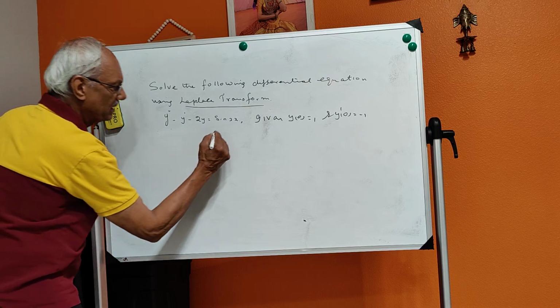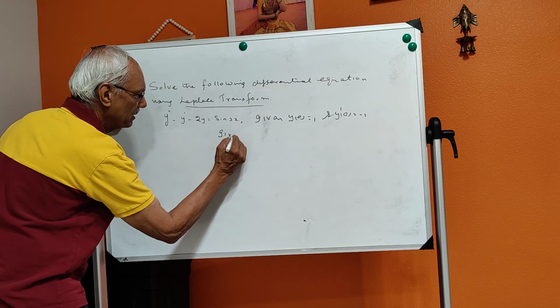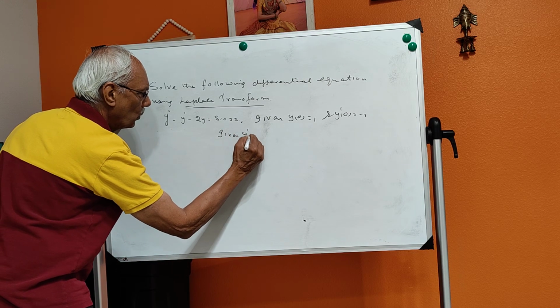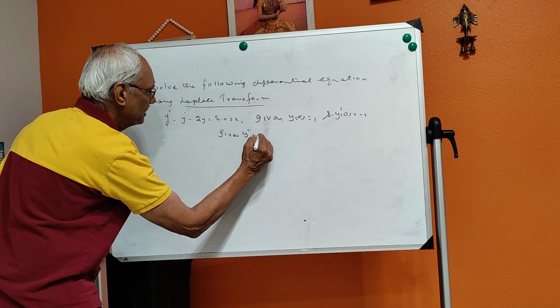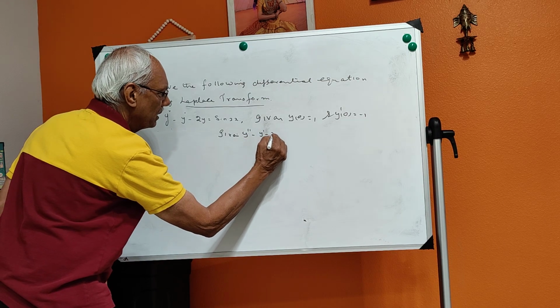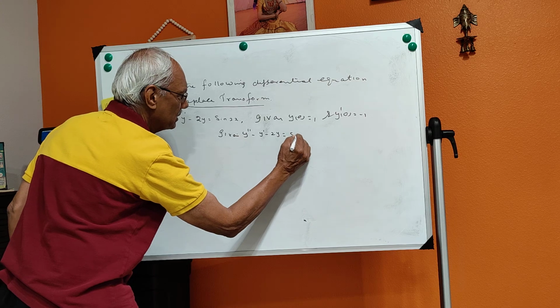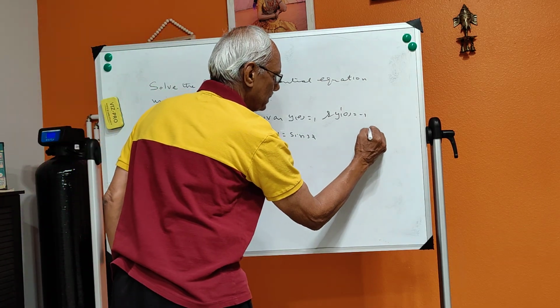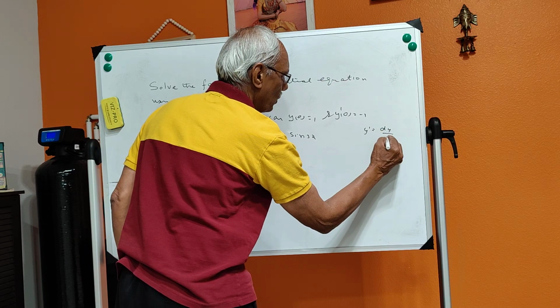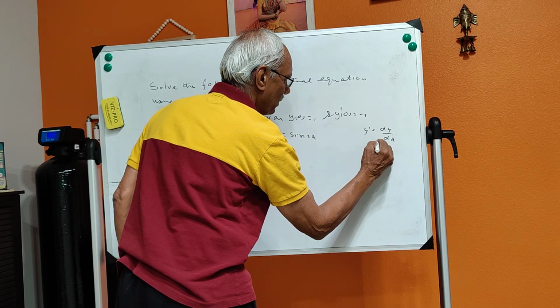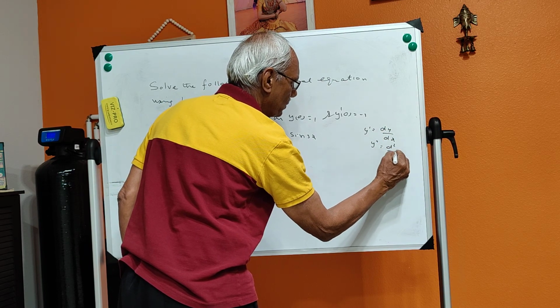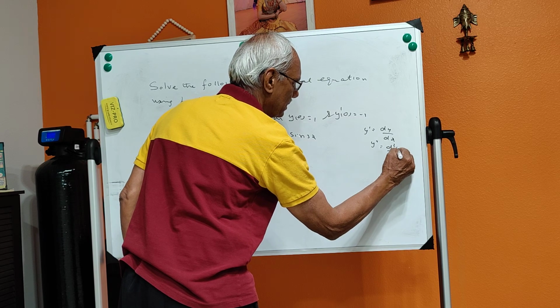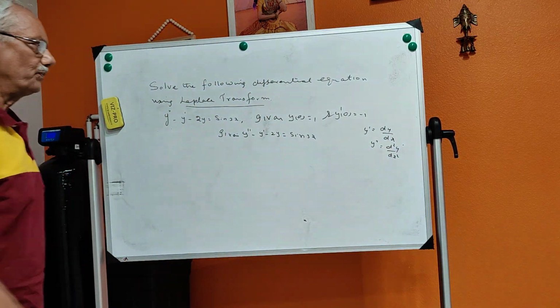Let me take the given equation: y double dash minus y dash minus 2y is equal to sine 3x. Here y dash is equal to dy by dx and y double dash is equal to d squared y by dx squared. This is the meaning of that.